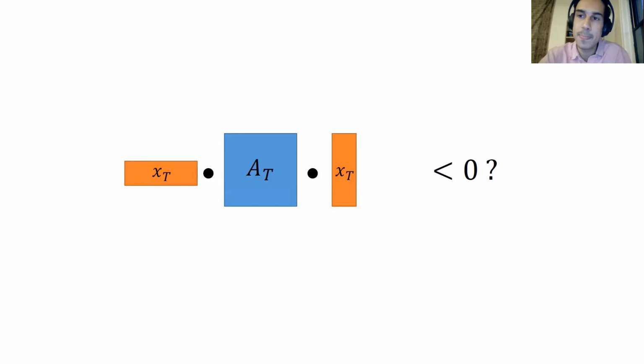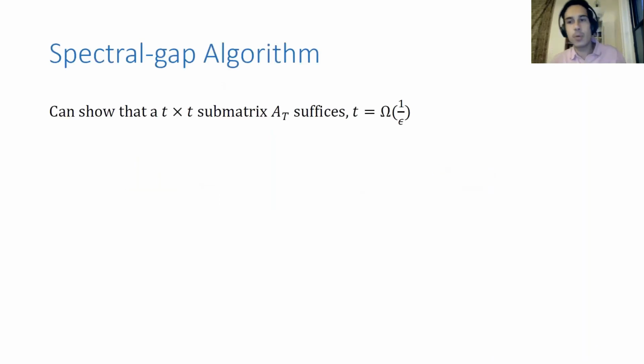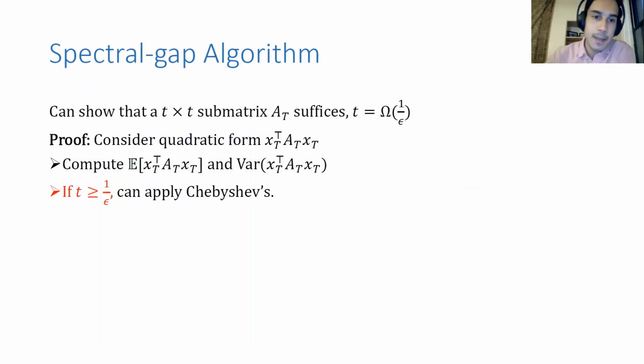So as a first step, we're actually able to show in a relatively straightforward manner that one principal submatrix, a T by T principal submatrix, where T is at least 1 over epsilon, suffices to find a non-PSD submatrix. And the proof of this is relatively straightforward. What we're going to do is we're just going to consider this quadratic form, and we'll just compute its expectation and its variance.